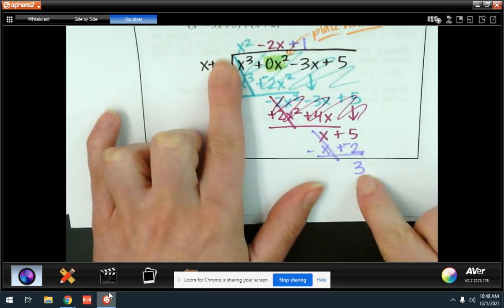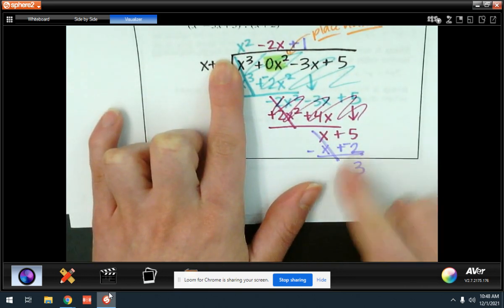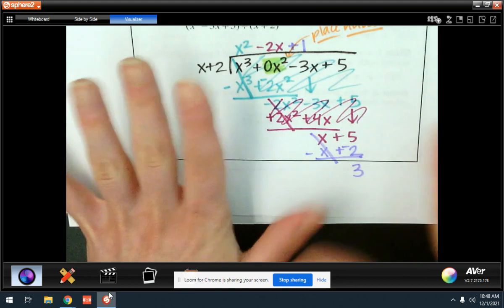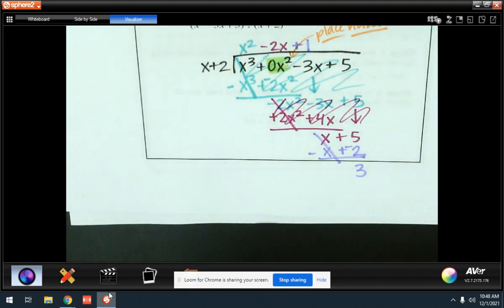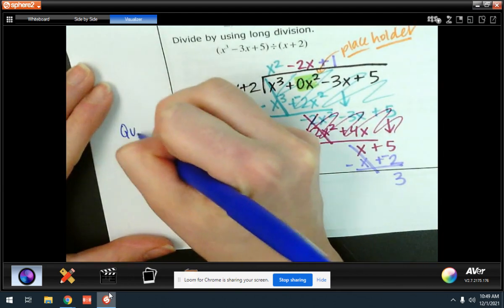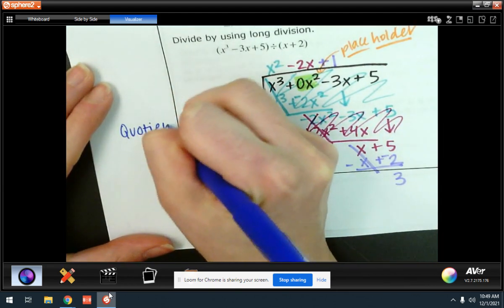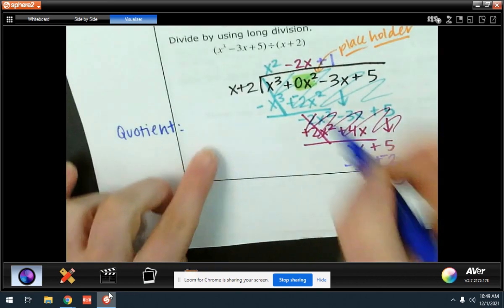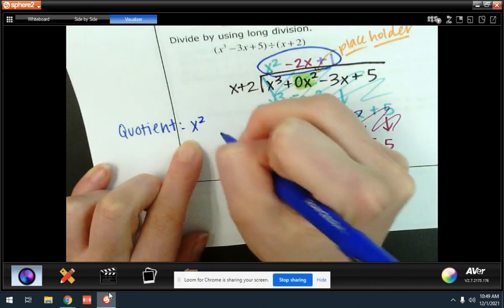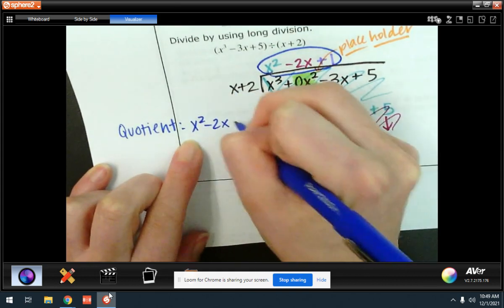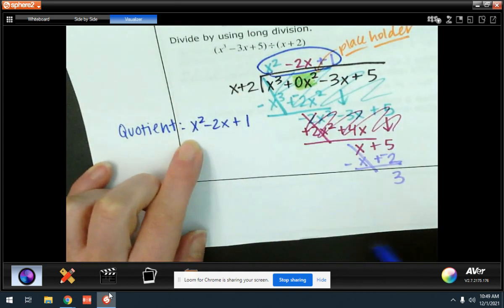Okay, now x doesn't go into 3. Once you're 1 degree less than a divisor, you are done. There's nothing else we can do here. Okay, and so there's a couple of ways you can write your answer. So if the test question asks for the quotient, the only thing you would give is the x squared minus 2x plus 1.